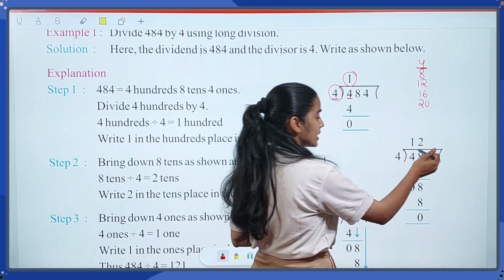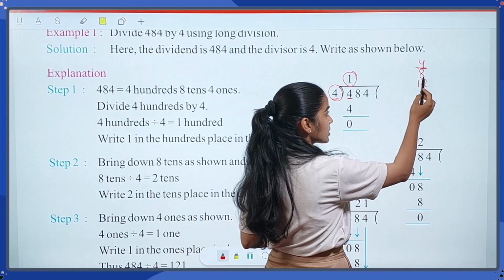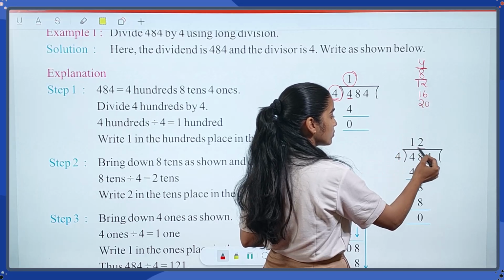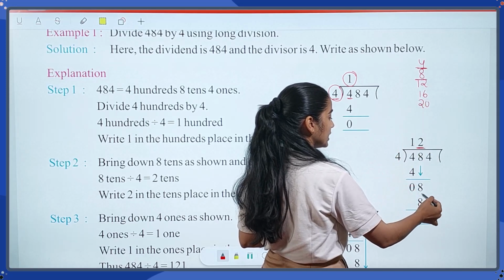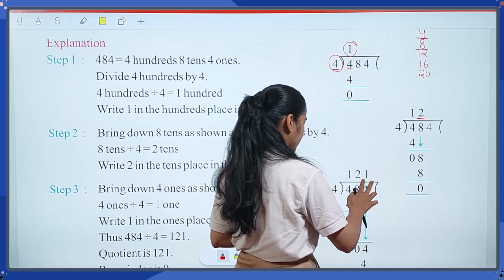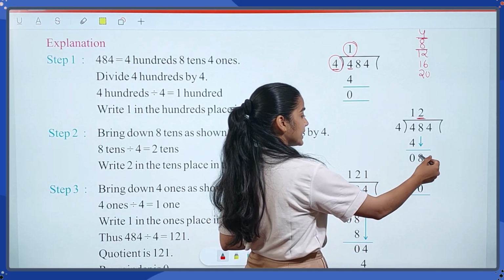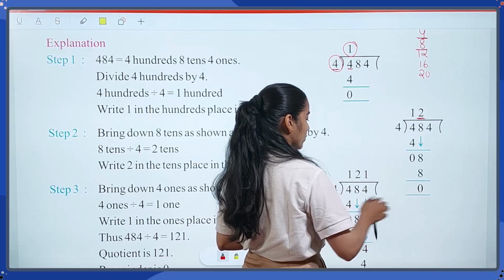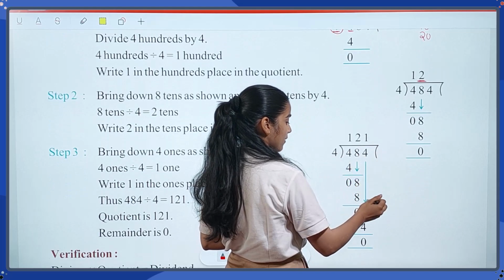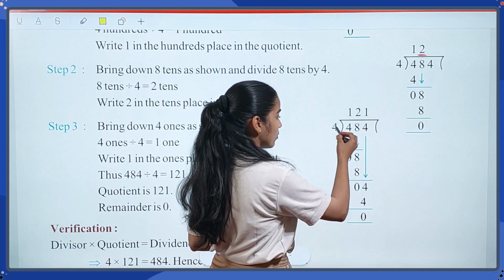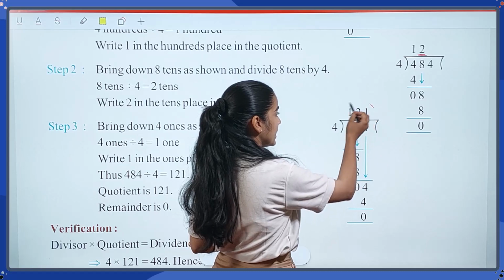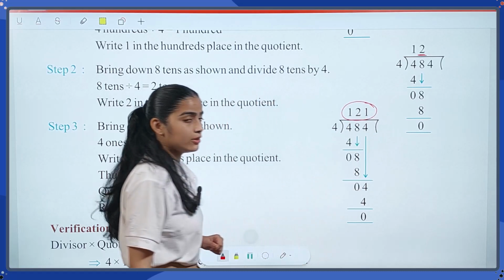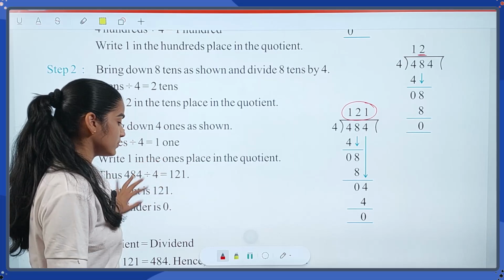Then we switch to the next number, which is 8. In the 4's table, we get 8 at the 2nd place. So we write 2. We take 8. 8 minus 8 is 0. Next, the 4 we have to shift downwards, and 4 we take at the first place. So our end answer is 121. Similarly, you have to solve this question.